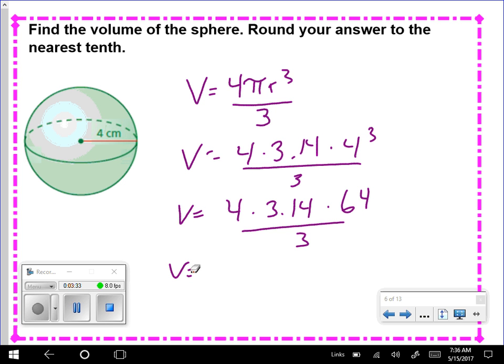So 64 times 4 times 3.14 divided by 3 gives me 267.94, or I'm going to round it to hundredths. I know this says tenths, but I'm going to go hundredths. Centimeters cubed. So pause this if you need. Write this down. This is our first example.